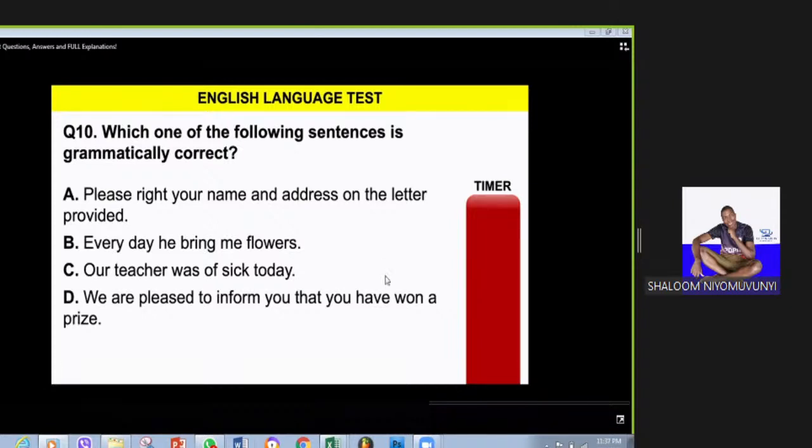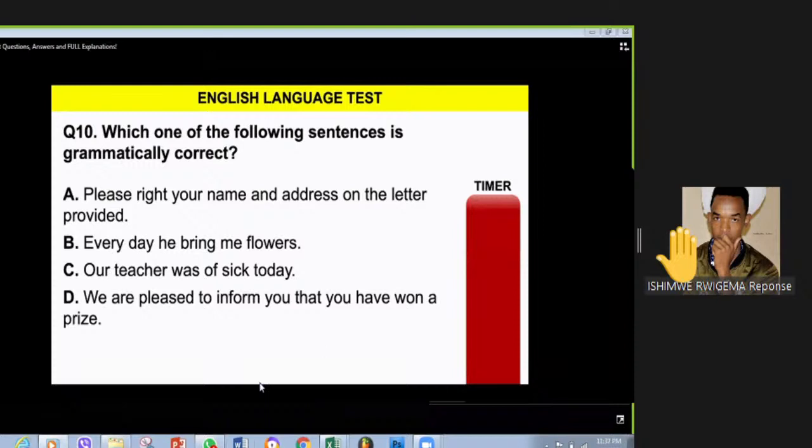All right, I see Rwigema wants to speak something before we continue. So Rwigema, you can just unmute yourself and speak up. Hello. Yes, Rwigema, speak up. We continue to the English test.